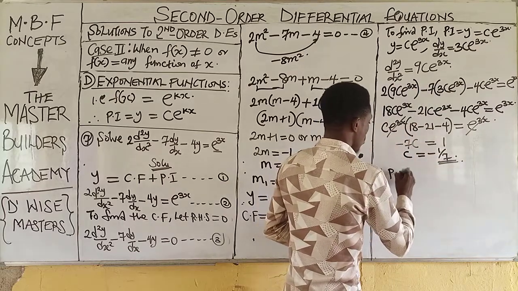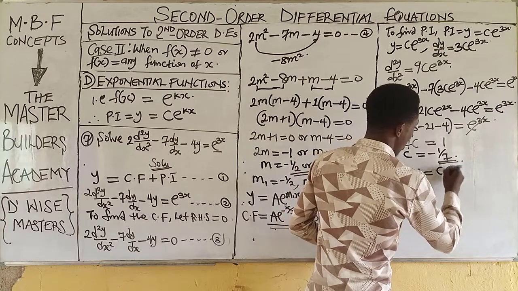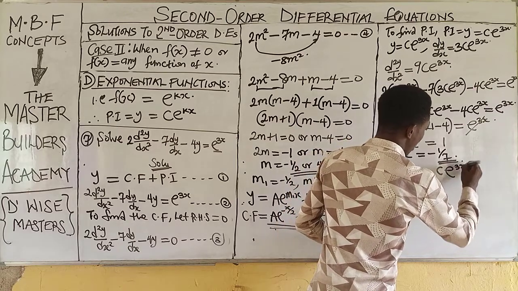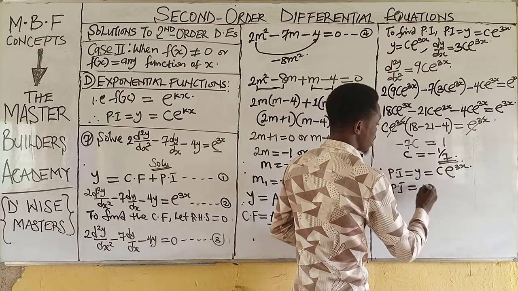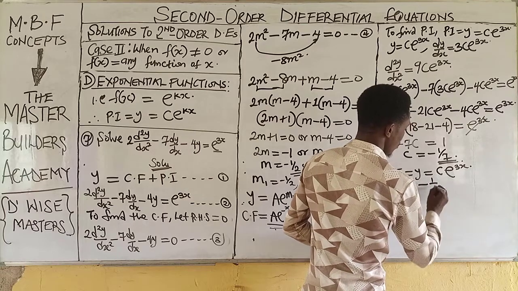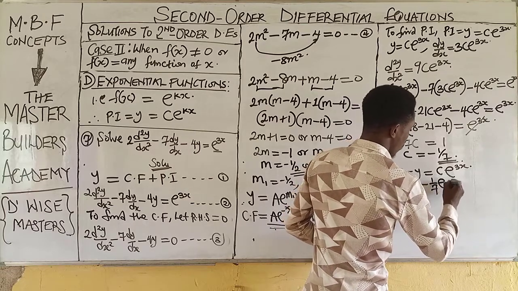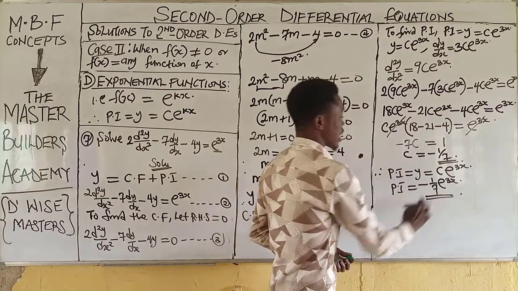Therefore, the particular integral, which is y, is equivalent to c exponent 3x. There we have particular integral is equal to, what is c? C becomes minus 1 over 7 exponent 3x. This is the particular integral, guys.